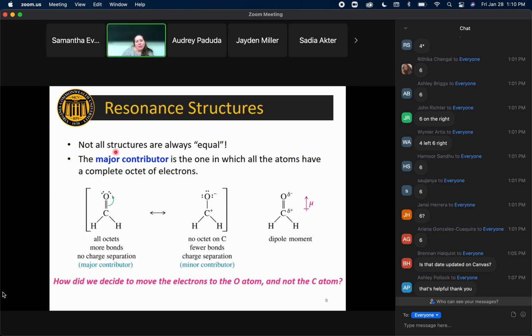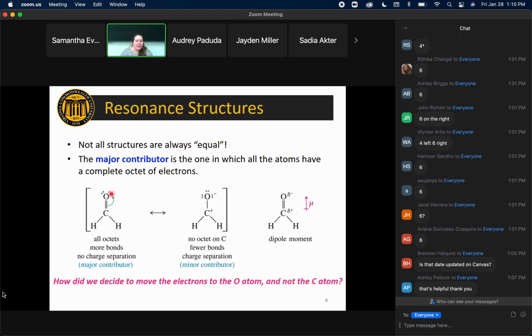this resonance structure idea can be shown in all sorts of different examples, but what I'm showing here is formaldehyde. I showed you guys this on Wednesday also. And formaldehyde is a good example of a molecule where there are more than one Lewis structure. So it has resonance forms, but not all of these structures are always equal.